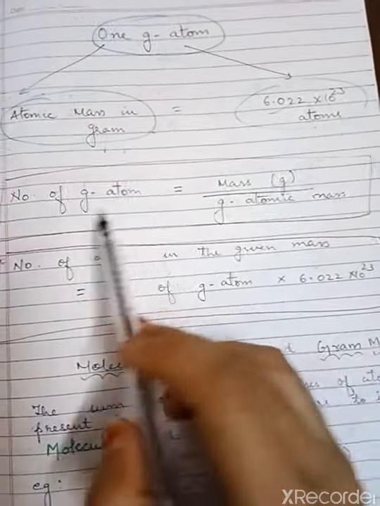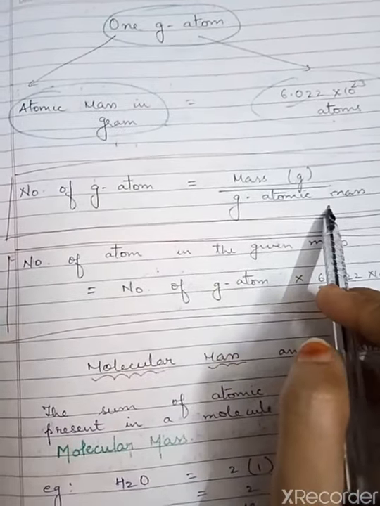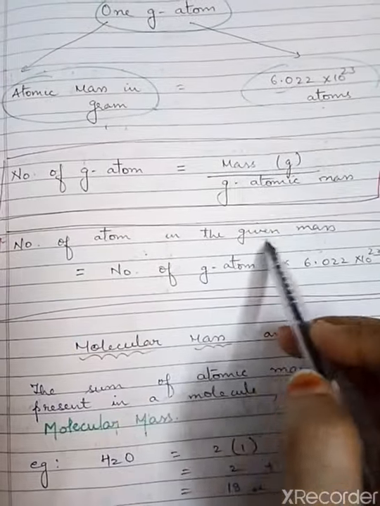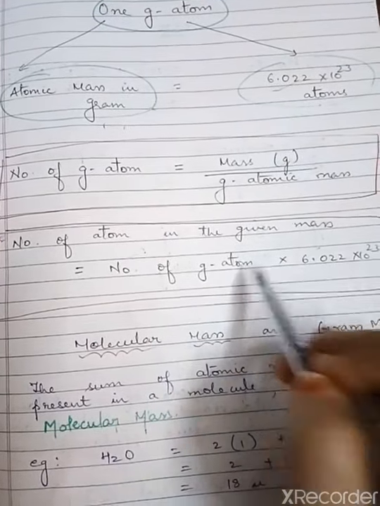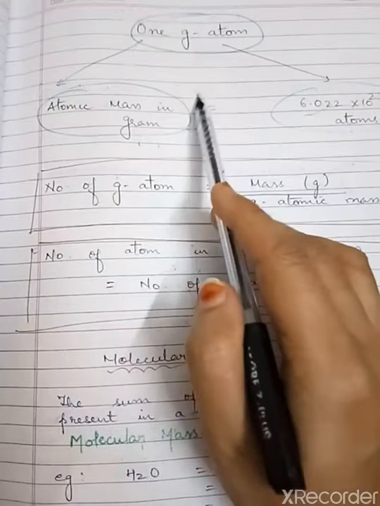Now we can derive the formula. Number of gram atom is equal to mass upon gram atomic mass, and number of atom in the given mass is number of gram atom into Avogadro number. So these two formulas are obtained from here.